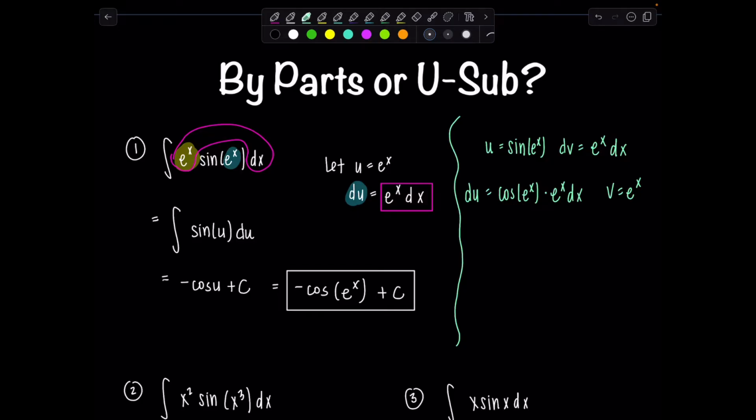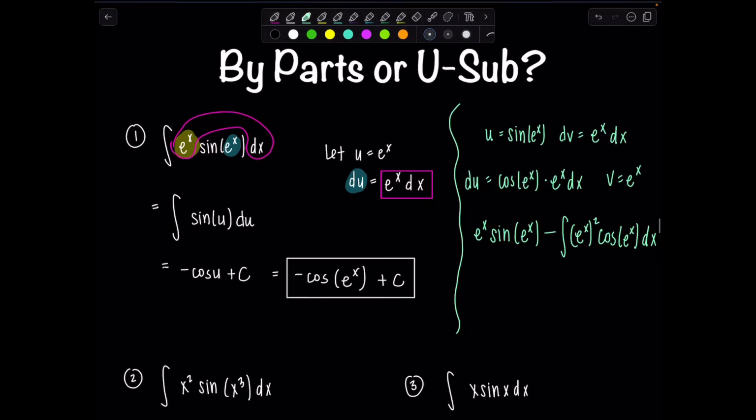And then look at what we're left with. uv would be e to the x sine of e to the x minus integral e to the x squared cosine of e to the x dx. Things have gotten significantly worse than where we started, right? And sometimes you have to just go through the process to see and convince yourself. But I'm here to just kind of guide you and give you some tips too along the way, so it doesn't have to be so painful.